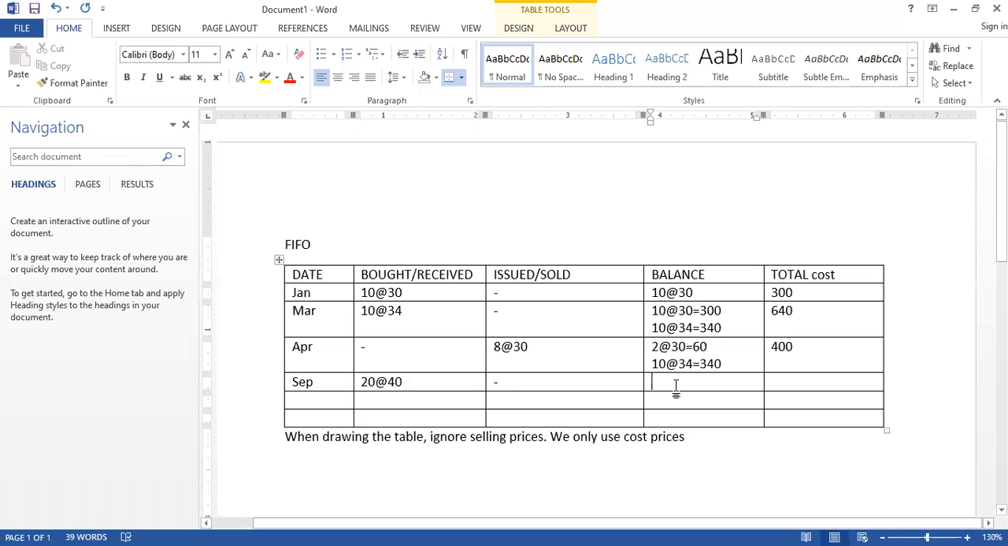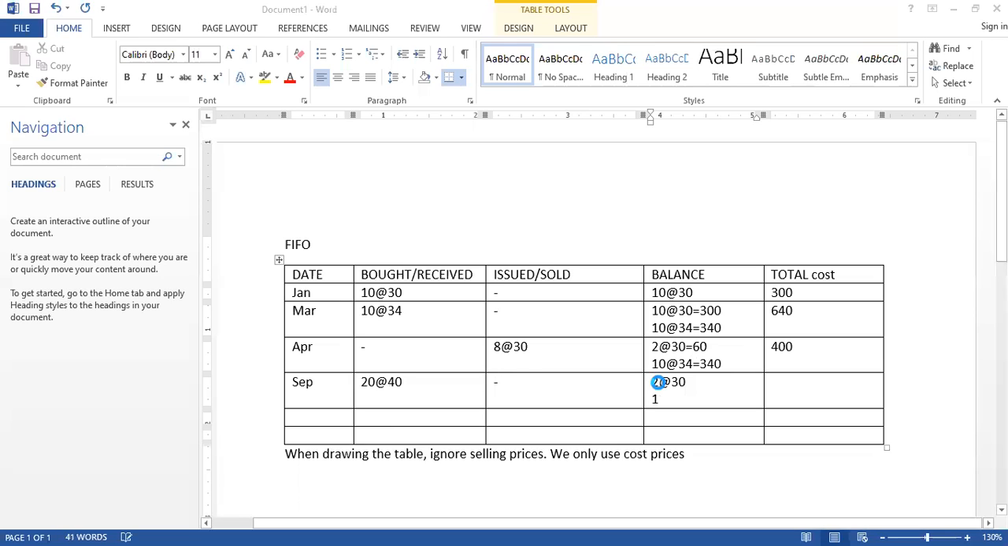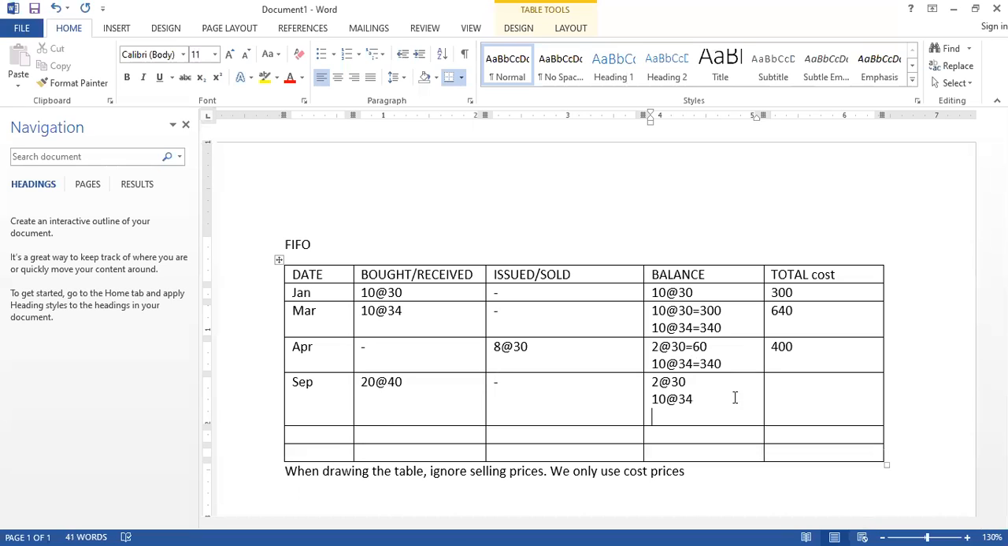Now the rule says first bring down the balances from the previous month. You first bring down the balances from the previous month. So you have 2 at the price of 30, and then you have 10 at the price of 34. And then that's when, after bringing down your balances from the previous month, that's when you can record your new items that you bought. So 20 items at the price of 40 Namibian dollars.